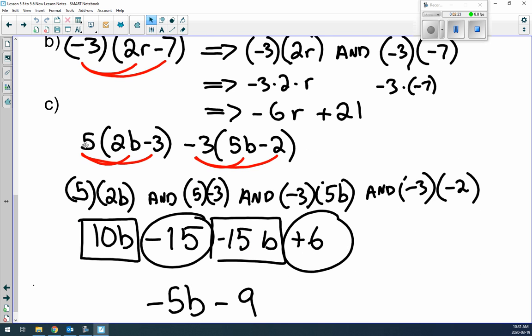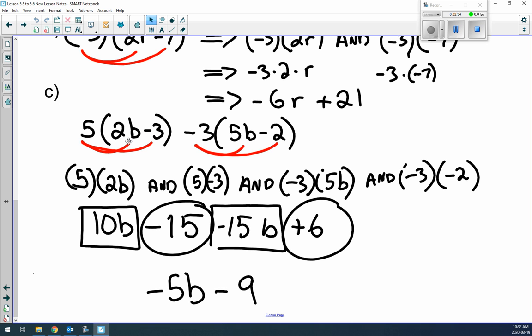C. We have 5 times 2b minus 3. That's one part of this. And then we also, look at this, subtract 3 times 5b minus 2. So we have to do those separately. The first part of it is 5 times 2b is 10b. 5 times negative 3 is negative 15. Negative 3 times 5b is negative 15b. And negative 3 times negative 2 is positive 6.